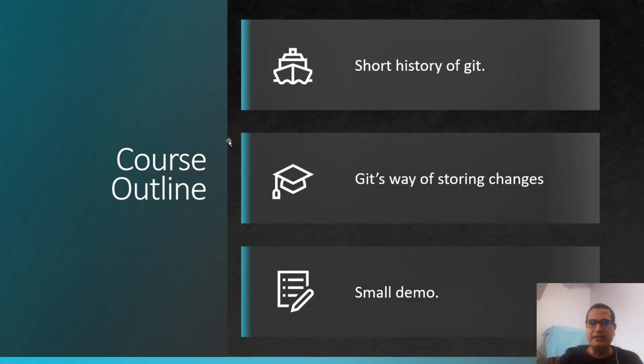We will be looking at a short history of Git. How did Git come into existence? We will also look into how Git stores the various files inside it, and we will complete our discussion with a small demo of what we discuss theoretically.